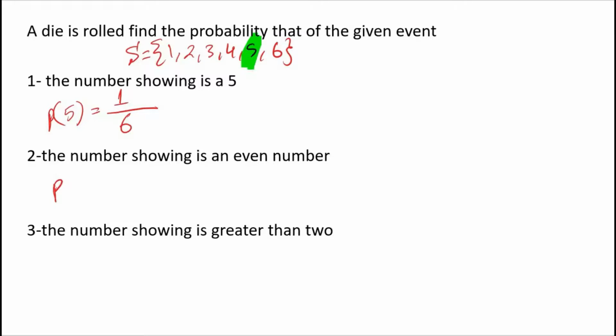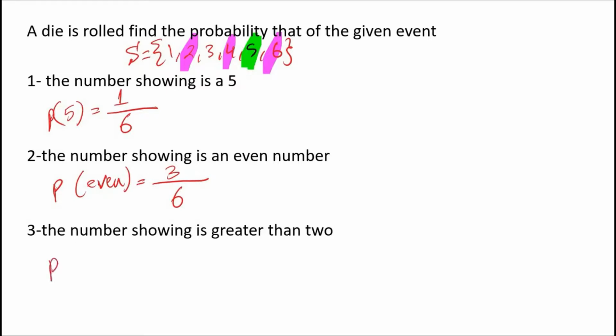Next, we want to find the probability that the number showing is an even number. The probability of even numbers is the number of favorable outcomes. In this case, I have 1, 2, 3 favorable outcomes that are even. So 3 even outcomes out of the total number of outcomes, which is 6.